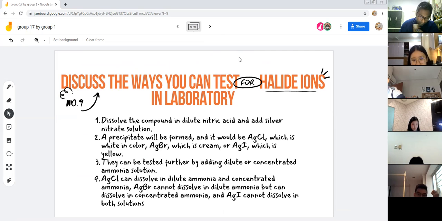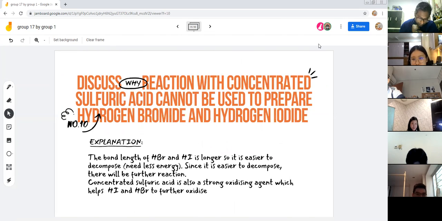These substances can be tested further by adding dilute or concentrated ammonia solution. Silver chloride can dissolve in both dilute ammonia and concentrated ammonia. Silver bromide cannot dissolve in dilute ammonia but can dissolve in concentrated ammonia, while silver iodide remains insoluble in both solutions.